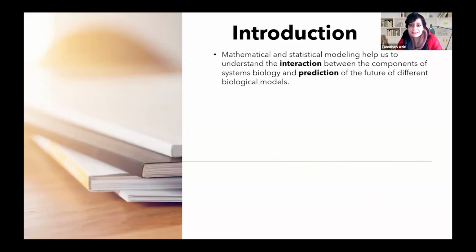Mathematical and statistical modeling help us understand all the interactions that happen between different components. I'm going to divide my system into different compartments or components. They help us understand how they interact with each other in biology or any other field. For me, it is specifically biology. Because we really want to predict the future of the system and the model that we have, we don't want to do a lot of experiments.